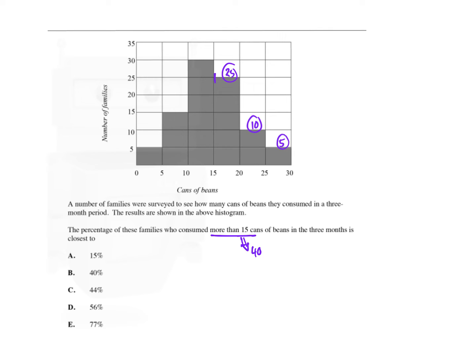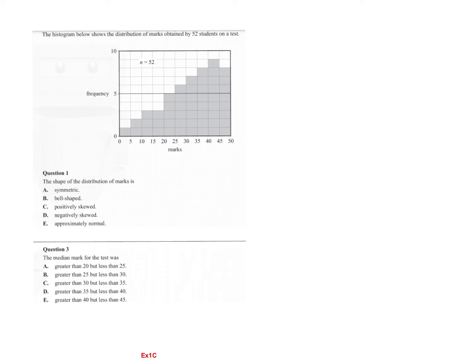Now we need a percentage. So we need the amount over the total times 100 again. So the amount was 40 over, now how much was there in total? So we had 40 plus 30, that's 70, plus 15, that's 85, plus 5 is 90, and then times by 100. So what does that end up being? A bit less than 44.